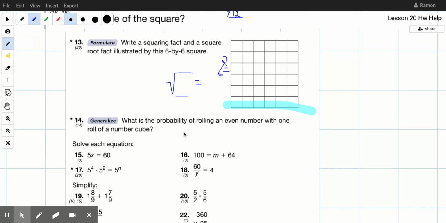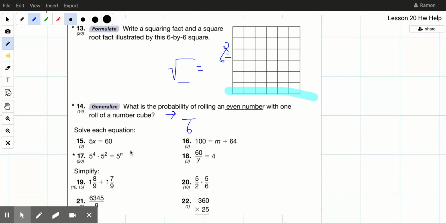14. What is the probability of rolling an even number with a roll of a number cube? A number cube has 6 sides. Count how many even numbers there are. That is your numerator. Simplify if you can.